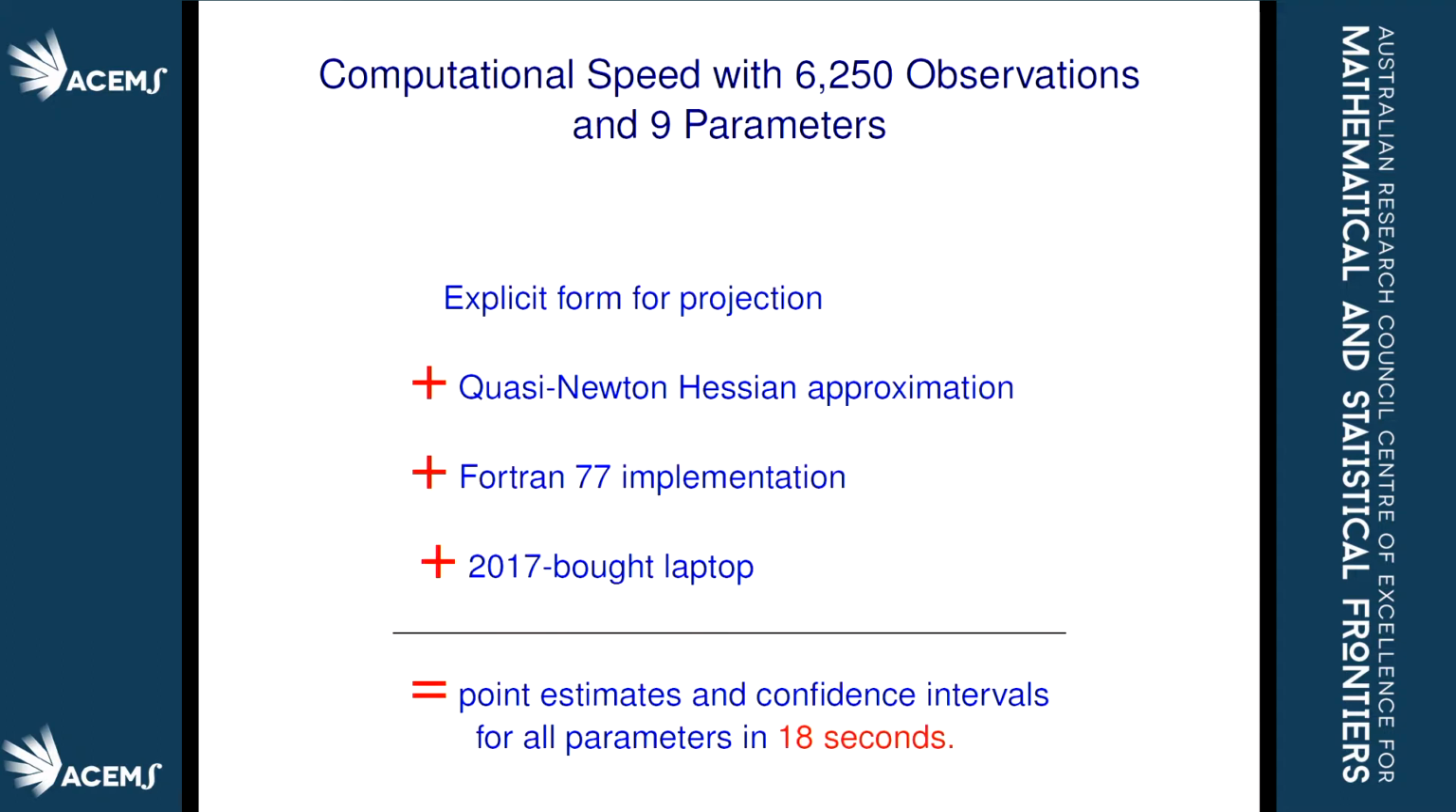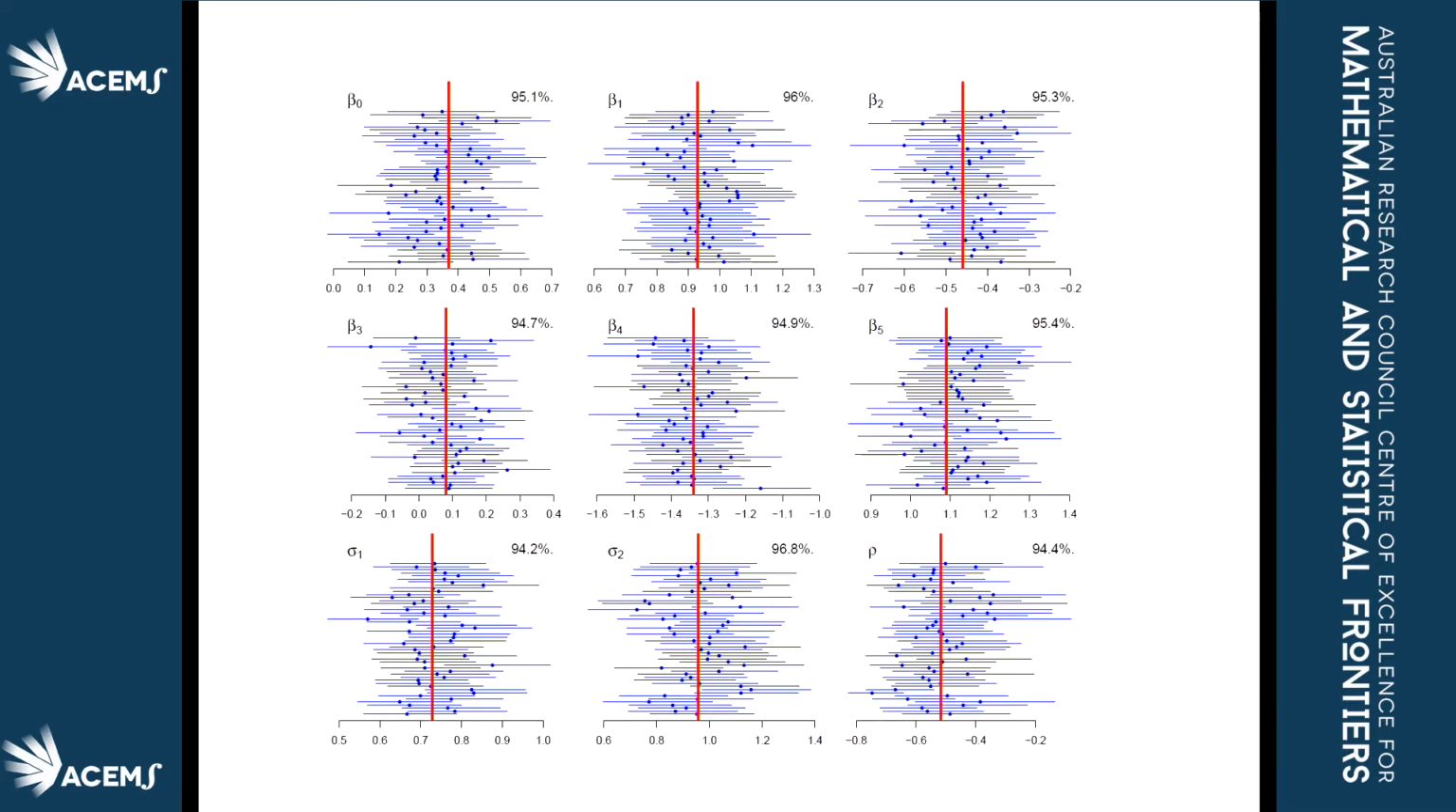So now, in terms of getting good practical performance for doing binary mixed model analyses, if you do a bit of quasi-Newton-Hessian approximation, program it in Fortran 77, which is the language that I learnt as an 18-year-old in 1982, and I haven't learned how to use C, and you get it running on my laptop that I bought 2 years ago, you can get point estimates and confidence intervals for all parameters in 18 seconds. And there they are. So that shows there are 9 parameters, and the coverages are all close to the advertised 95%, and each one of those only took about 18 seconds on my 2017 laptop.